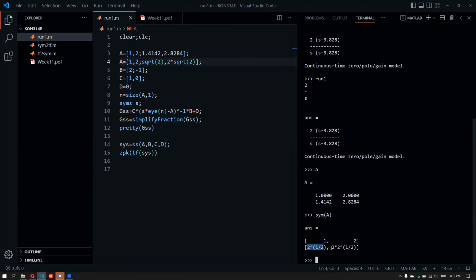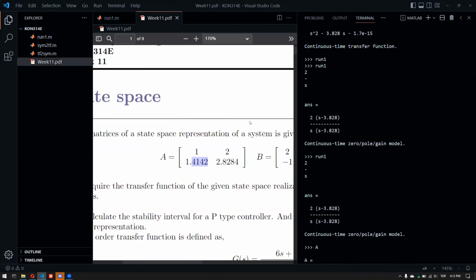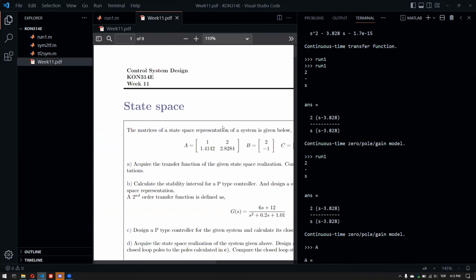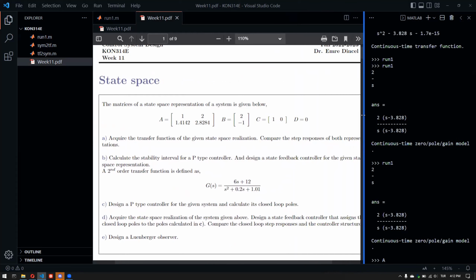You can see square root of 2, 2 times square root of 2. And the symbolic toolbox uses this, and it seems like it's just converting it to 2 divided by s. So we actually see that the system here is a first order system, because we see that there's a right half plane pole zero cancellation.